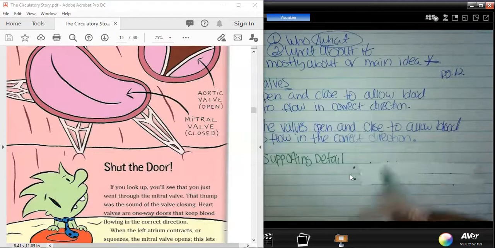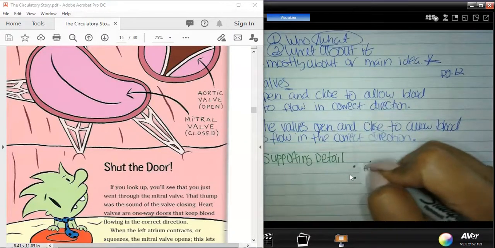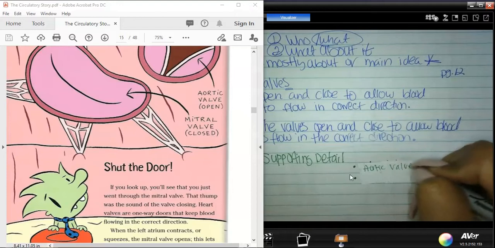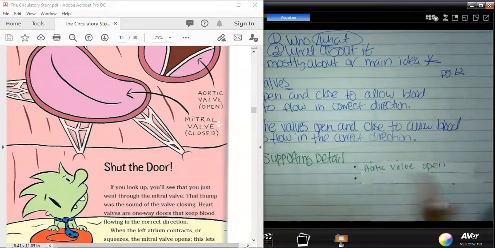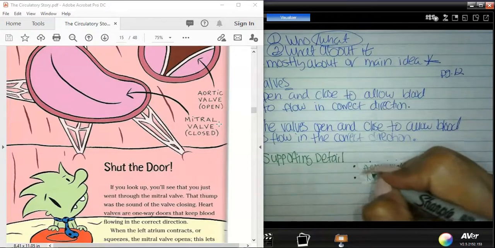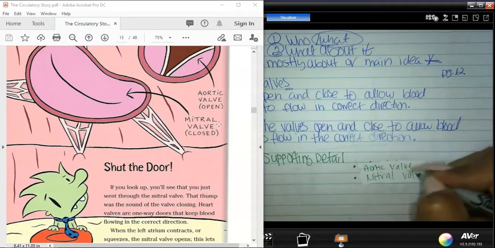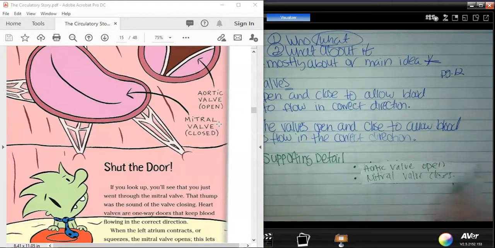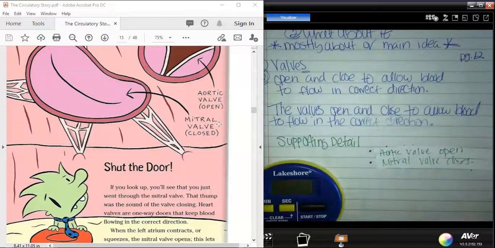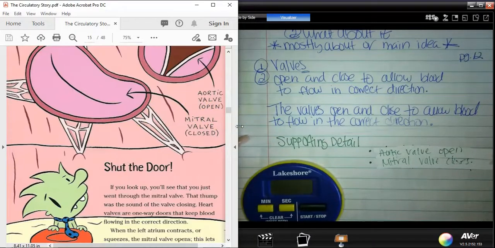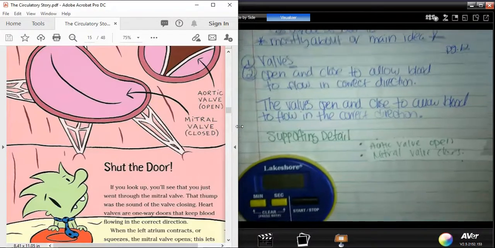So here we can put the aortic valve. What is it doing? It's opening. So the aortic valve opens. So then what's closing in order for the blood not to go back? The mitral valve closes. So the mitral valve closes, the aortic valve opens. I'm going to give you 30 seconds to go ahead and copy that. So we have our two supporting details, boys and girls. We know what the section is mostly about, or the main idea, and we have our two supporting details.